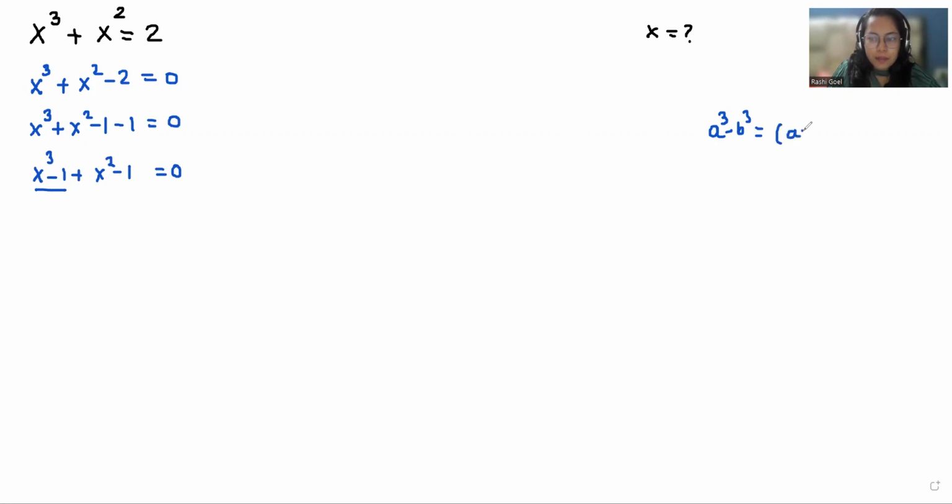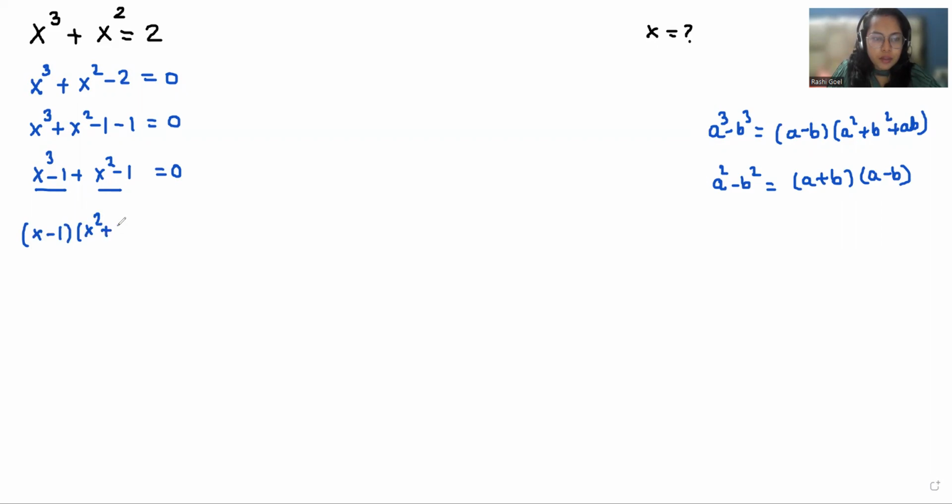a minus b, a square plus b square plus ab, and here a square minus b square, that is a plus b, a minus b. So I'm going to use these two identities here. So first the cube one. So here we can write x minus 1, x square plus 1 plus x.